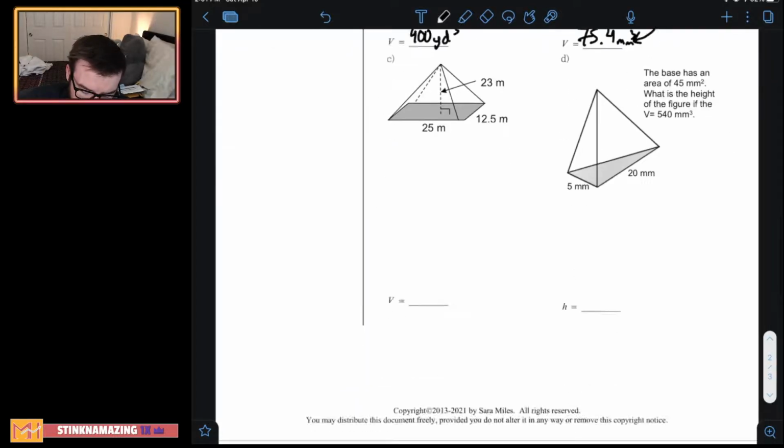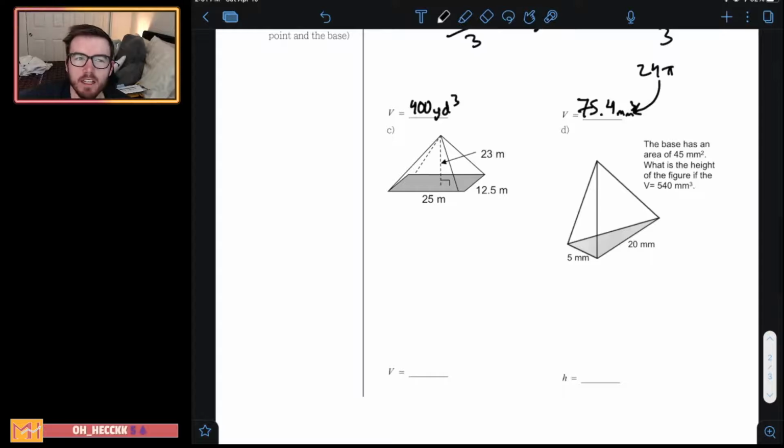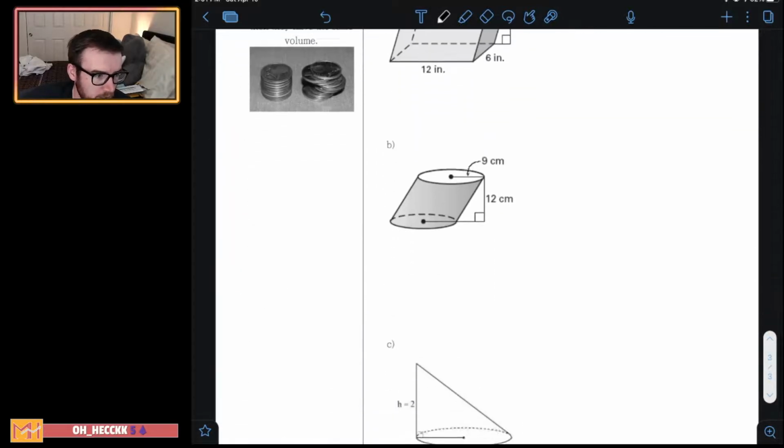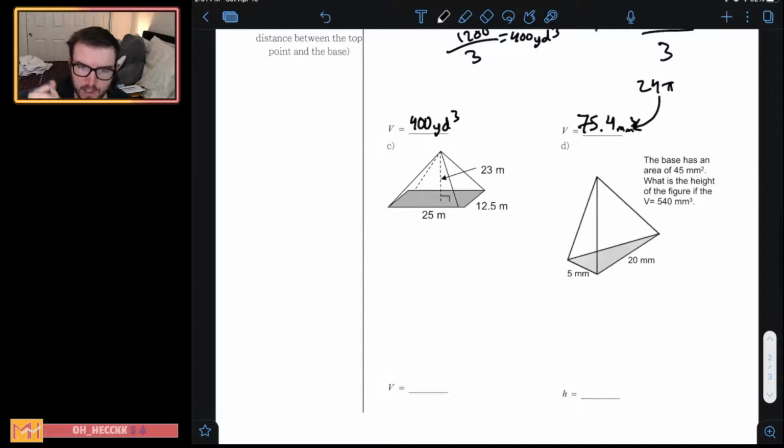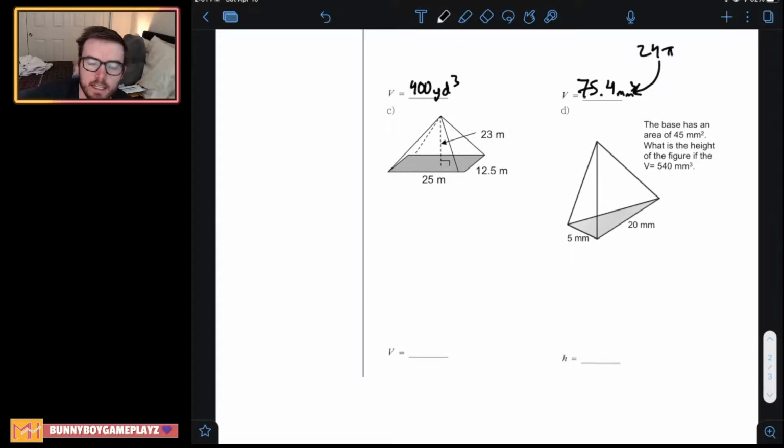Let's just move on. We keep doing the same thing. Do we need to do it again and again? Probably not. We can do some in the Socrative.